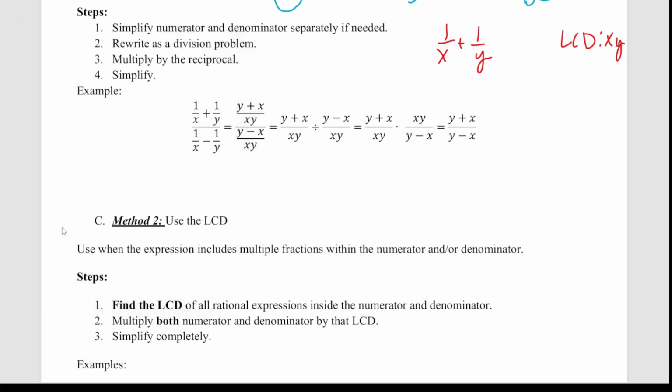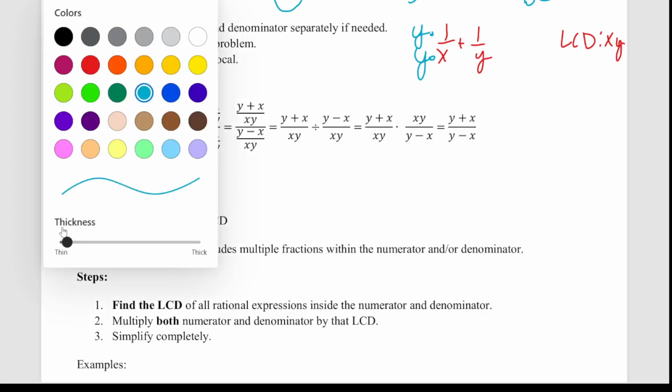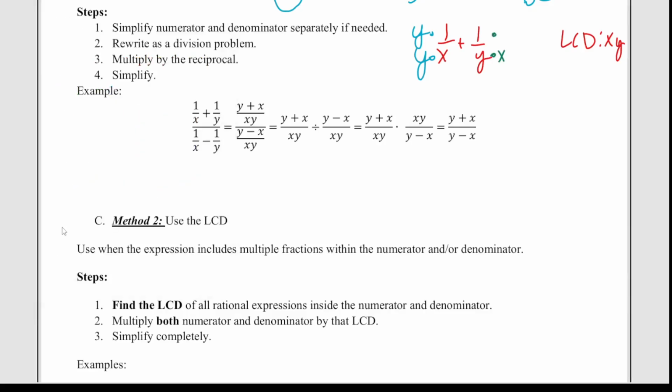So the first term you would have to multiply by y to make it over xy. The second term you would have to multiply by x to make it over xy. That would leave you with y over xy plus x over xy to give you a total of x plus y over xy, because those are two different types of terms, which is exactly what we have here.